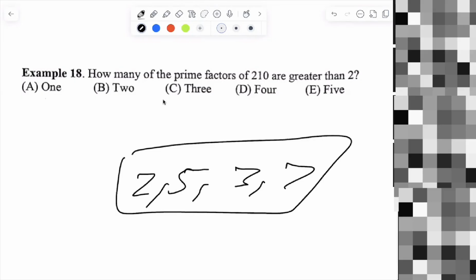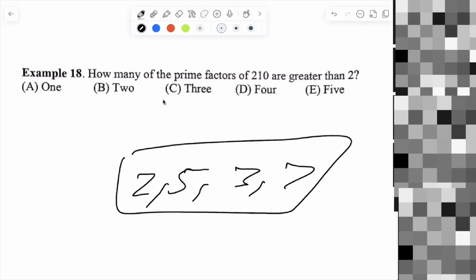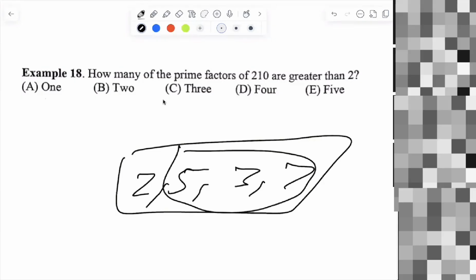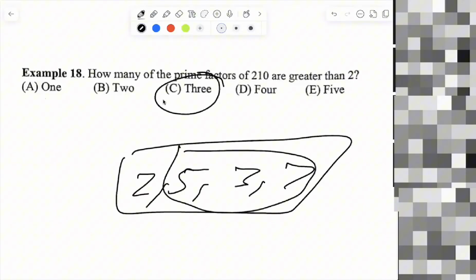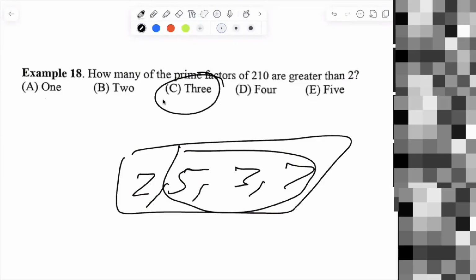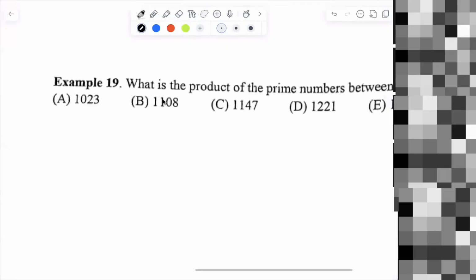So these are all the prime factors. Now, how many of these prime factors are greater than 2? Well, that's pretty obvious: 5, 3, and 7. So the answer to this question is just 3, or C, since 2 is not greater than 2. Now let's move on to example 19.